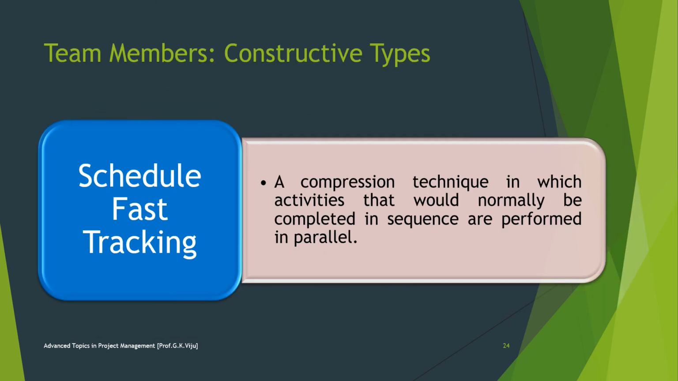And then comes schedule fast tracking. In schedule fast tracking, generally activities which you would complete in sequence are performed in parallel. So fast tracking is a schedule compression technique in which activities or phases normally performed in sequence are done in parallel, at least for a portion of the total duration.